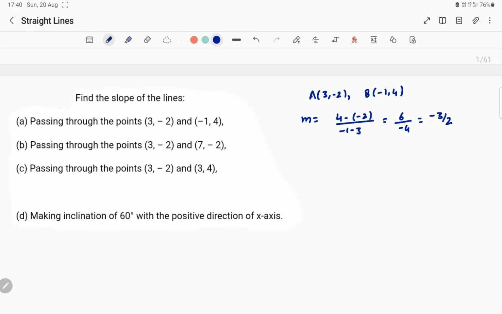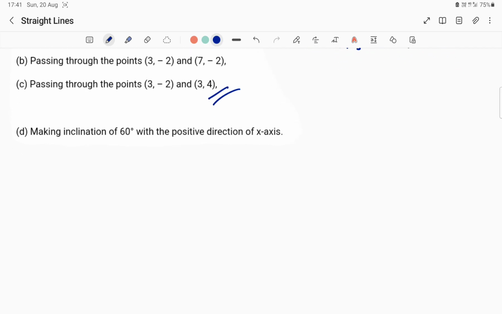Minus 3 by 2. Now somebody can also wonder why we can't take A as point number 2 and B as point number 1. So basically it will not make any difference. You can figure out that that will also yield the same result. So other questions you can try on your own, and you can verify the answers with the NCERT textbook.